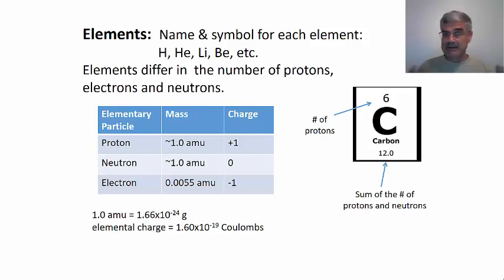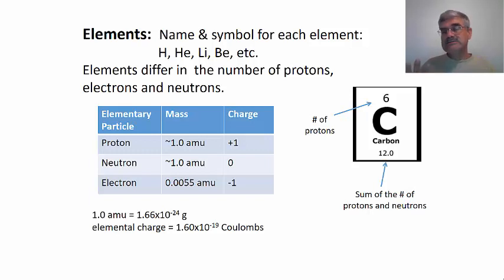Each of the elements, 118 or so, has a name and a symbol, a 1 or 2 letter abbreviation. H for hydrogen, He for helium, Li for lithium, etc. What makes one element carbon and another nitrogen and another fluorine? The elements differ in terms of the number of protons, electrons, and neutrons.